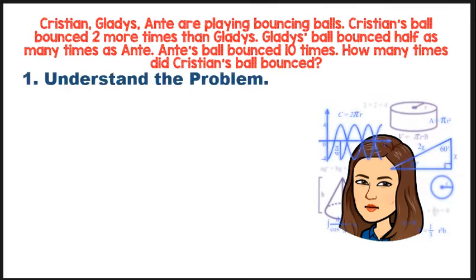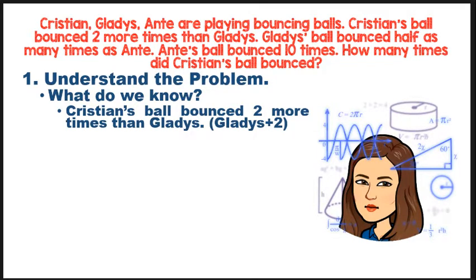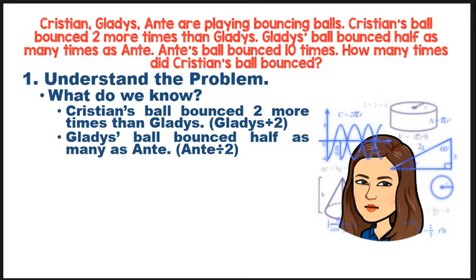Let's understand the problem. What do we know? Christian's ball bounced 2 more times than Gladys. And that can be represented by Gladys plus 2. So Gladys's number of times the ball bounced, plus 2. Next, Gladys's ball bounced half as many as Ante. So the number of times that Ante's ball bounced will be divided by 2. And finally, Ante's ball bounced 10 times.